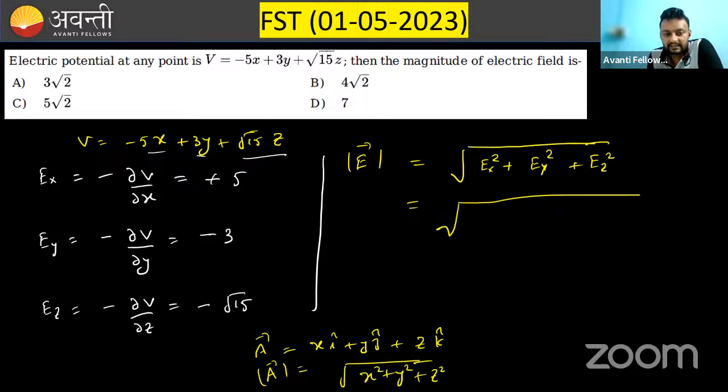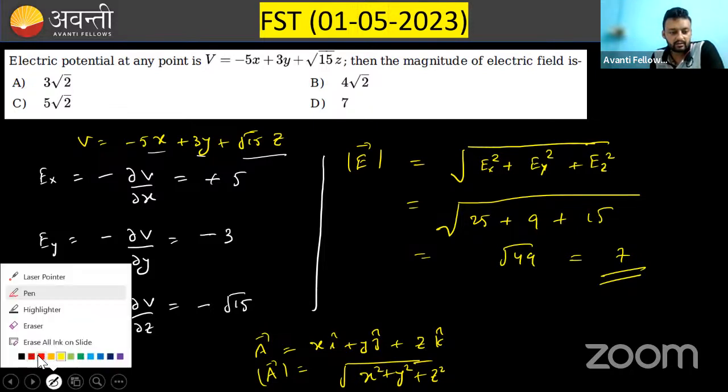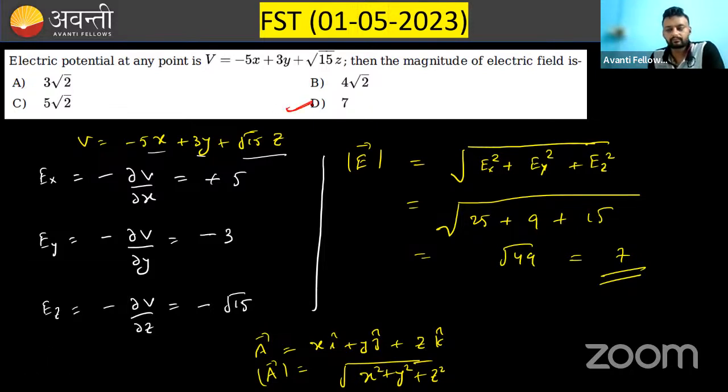In this question, these Ex, Ey, and Ez are the xyz components of field. By squaring them, we can get the answer. So Ex square is 25 plus 9 plus Ez square. If you root, this is root 15, it will become 15. So it is 49. So it is root of 49, which is 7. This is our option number D.